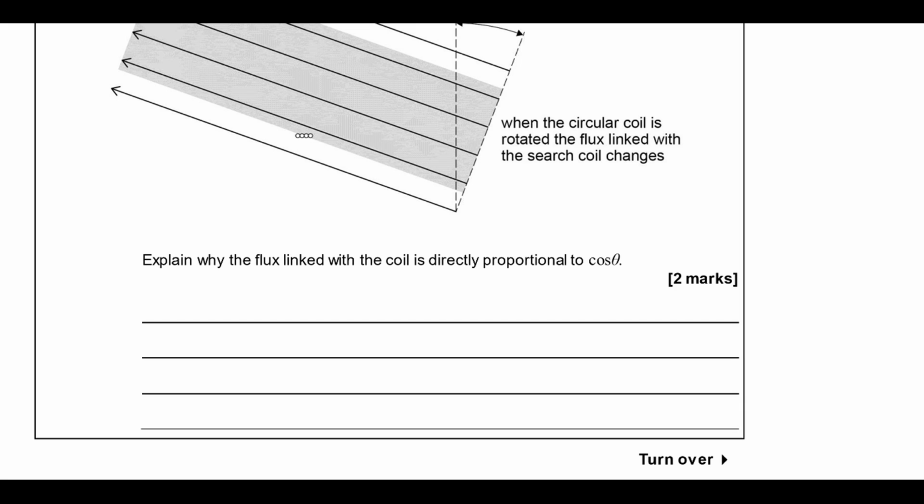The flux linkage is essentially affected by the area of the search coil that is perpendicular to the field line. So if we rotate the search coil through an angle theta, the area perpendicular to the field is now calculated using a cosine theta there. So let's write that down.